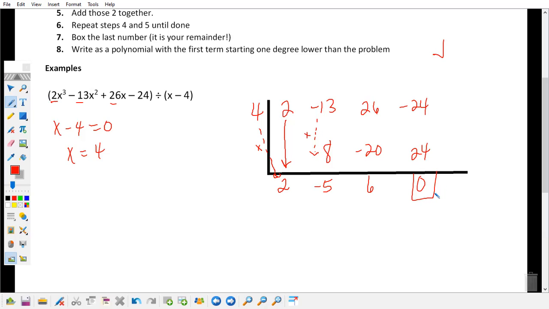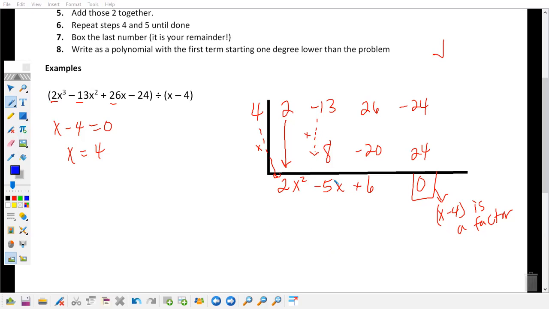Okay. So what this tells me is that x minus 4 is a factor. So x minus 4 is a factor because my remainder is 0. What these tell me is that I'm left with the quadratic of 2x squared minus 5x plus 6. And that's how synthetic division works. You can do this on anything except for anything that's not a linear. That's what you only can do with linear divisors.